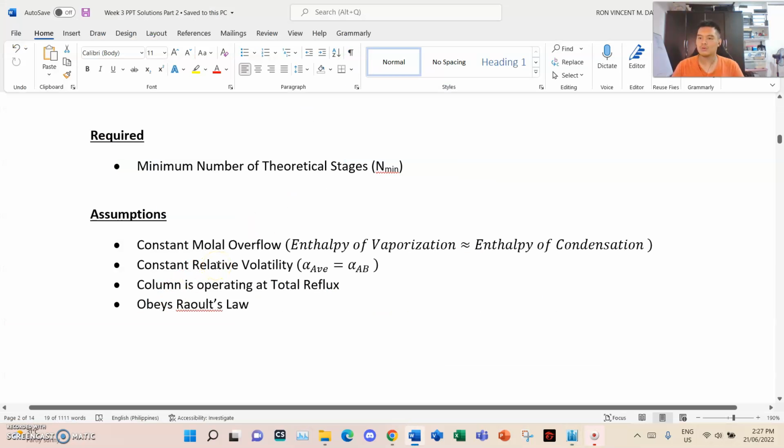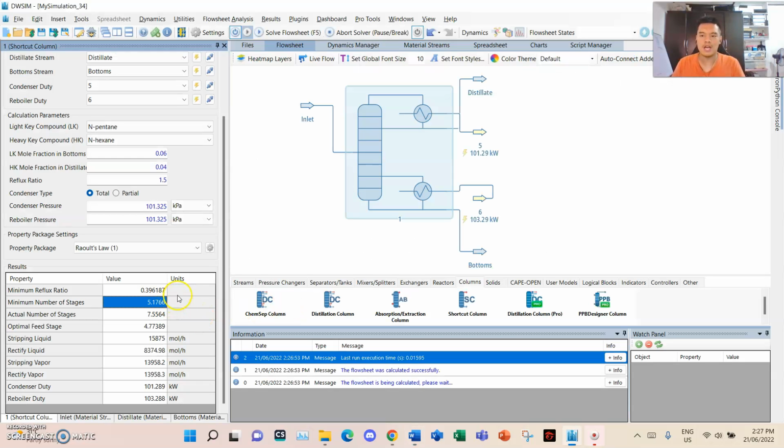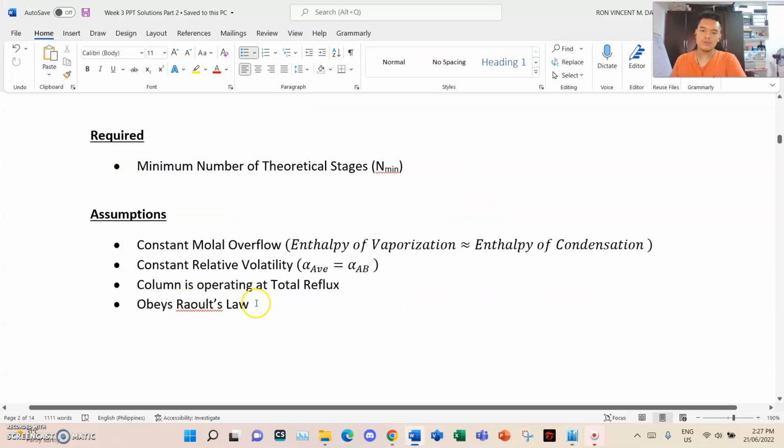But how do we know if this answer is actually logical? Therefore, we need to calculate this using hand calculation. So the following details are what I did to prove that the answer in DWSIM is actually very accurate or very precise. So I assume the following in order to make sense of the solution that is to come.